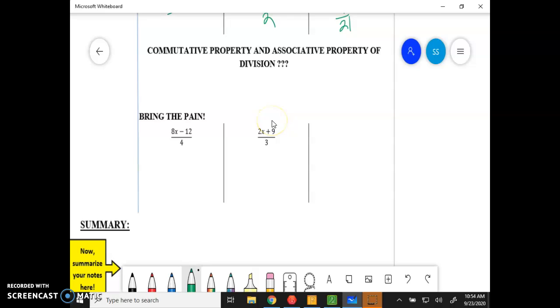Commutative property and associative property of division? Well, let's see. If we take, let's do 4 divided by 2. 4 divided by 2 is 2. So commutative property was saying that the order doesn't matter. Is 2 divided by 4 the same thing? Ooh, no, it's not. That is 0.5. So no, that doesn't work.